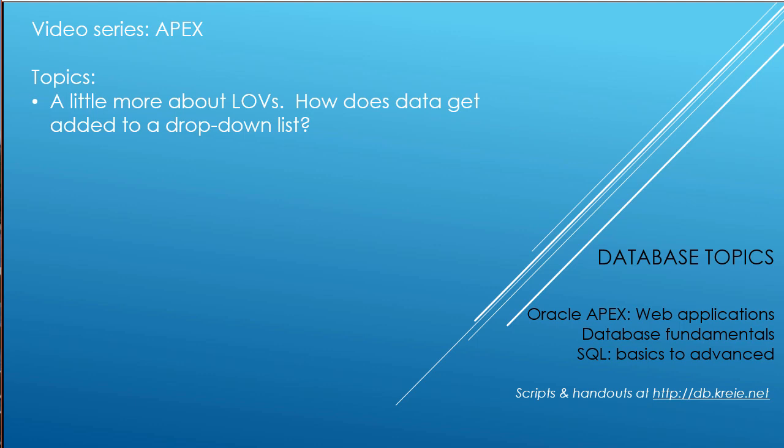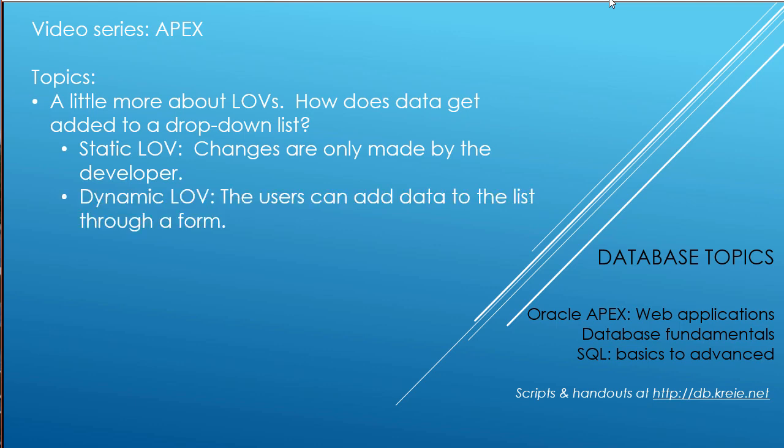In a previous video, we created static and dynamic LOVs, lists of values. Now I'm going to show you how data gets added to those lists. Because if you have a static LOV, then the developer has to make the changes to that list. The end user doesn't have access in Apex to make additions to a static LOV.